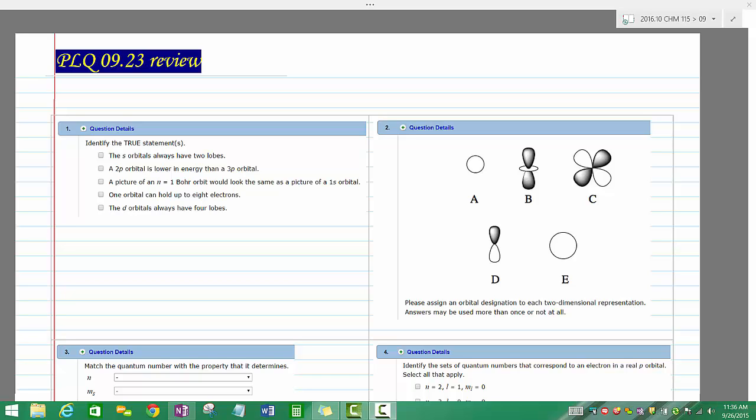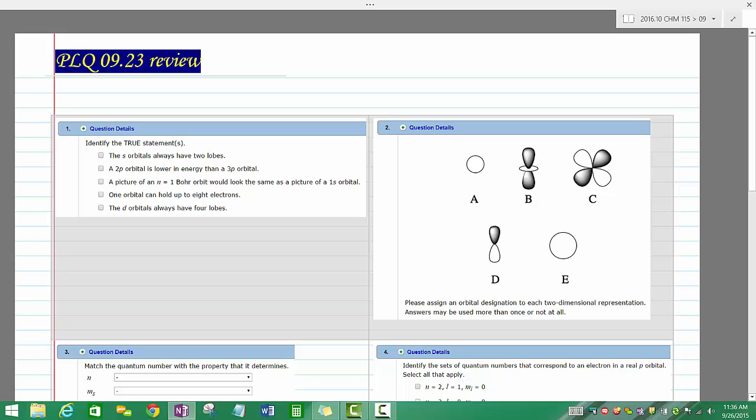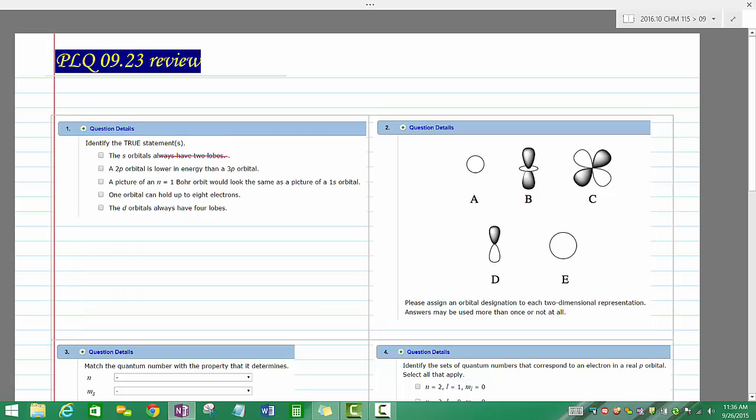All right, first up, we're going to take a look at the PLQ that I assigned on Wednesday. Question number 1, we're looking for the true statements. Number 1A, or the first answer, is not true because s orbitals do not have lobes. S orbitals are always spherical.